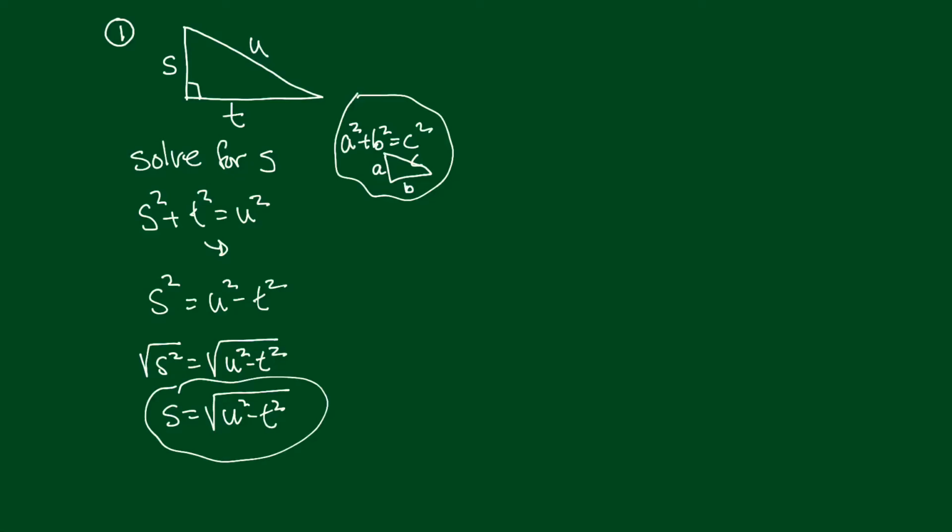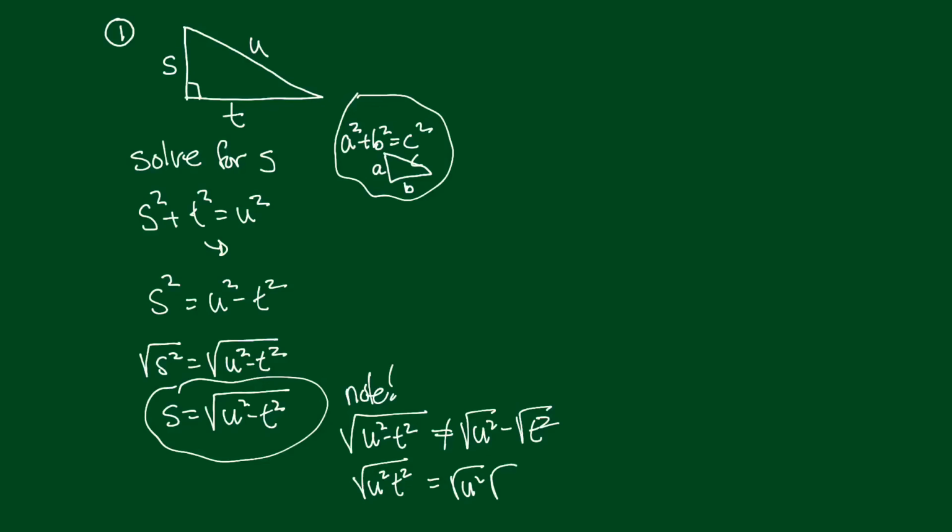Now keep in mind, when you have the square root of U squared minus T squared, that is not equal to the square root of U squared minus the square root of T squared, right? This is a minus sign connecting those two variables. It's not a times sign. So you can't just break it up over a plus or minus. You could do this if it was U squared times T squared, that would work. You get the square root of U squared times the square root of T squared.